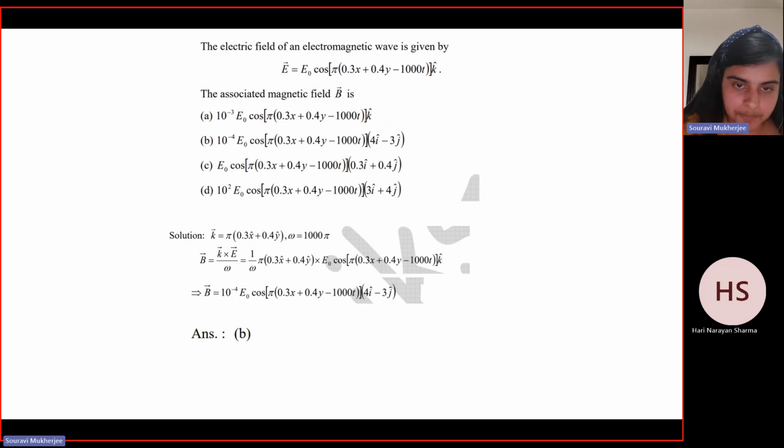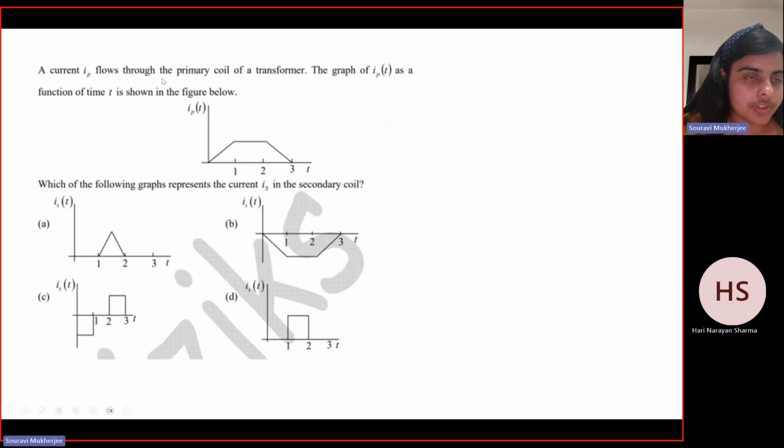Now this is another question which says that there is a current IP flowing through the primary coil of a transformer, and this is how the current looks. The question asks what is the current through the secondary coil. If we recall what a transformer is: you have a primary coil with some number of turns, and there's a current flowing through it. That results in some magnetic field, and these magnetic field lines are linked to a secondary coil.